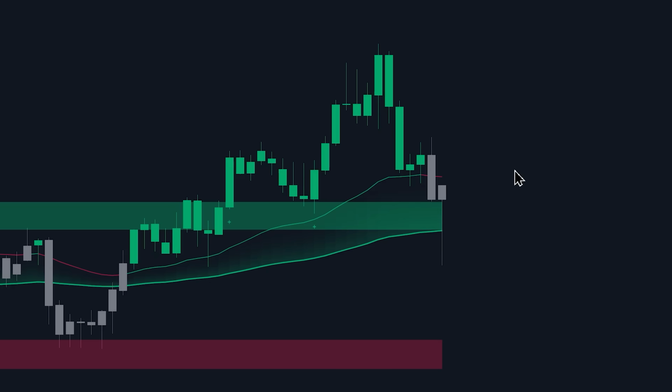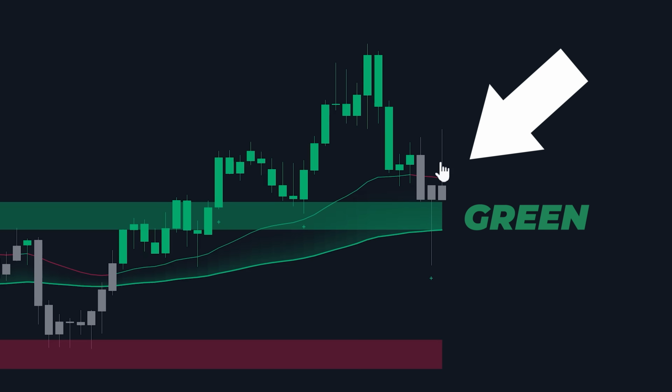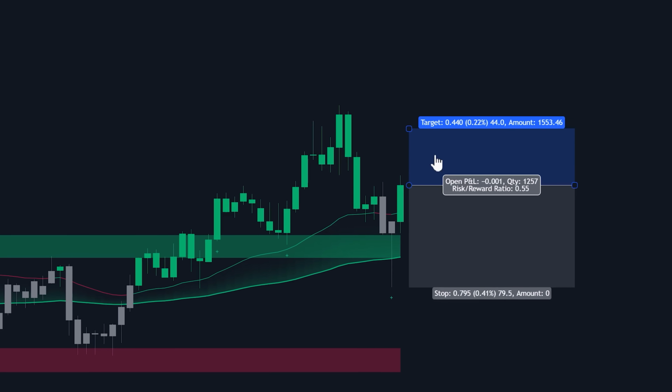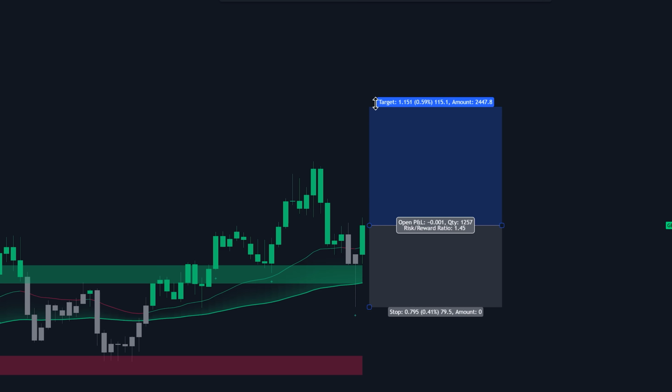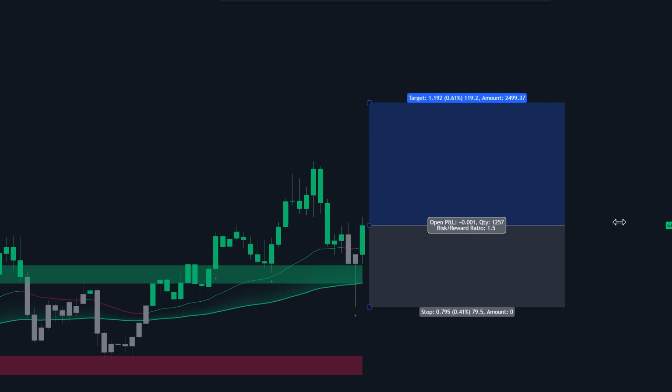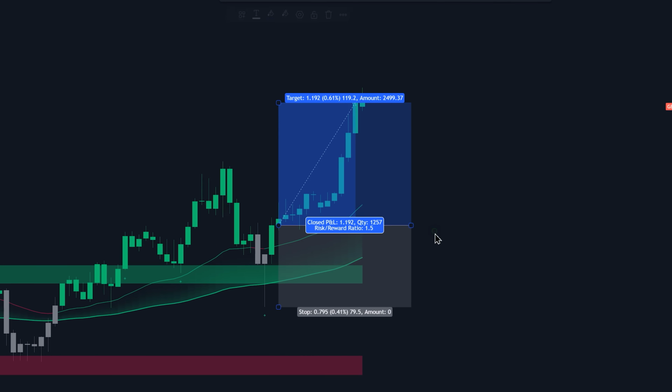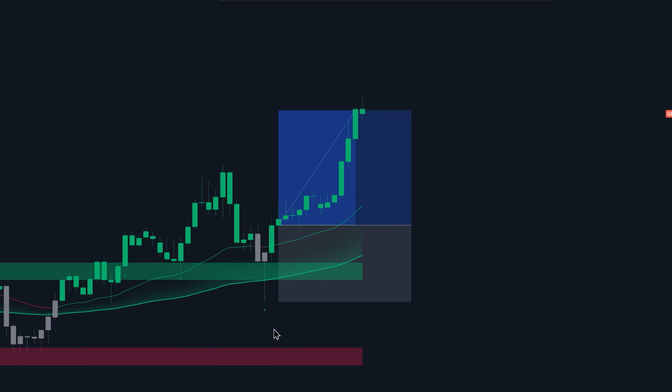Next, to confirm our entry, we need a green candle to be printed. This is our entry. We enter a long position, stop loss at the bottom of the retest candle. The take profit is going to be set at 1.5 times the risk, letting the trade run, and it was profitable. And of course, for a short position, it's going to be the opposite.